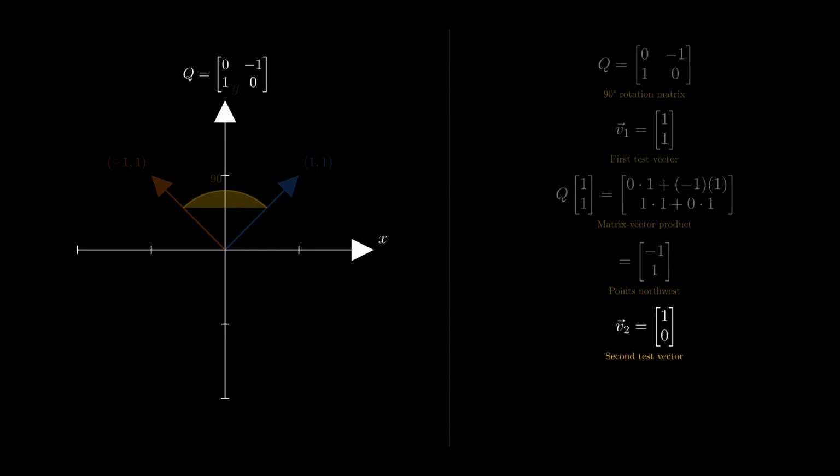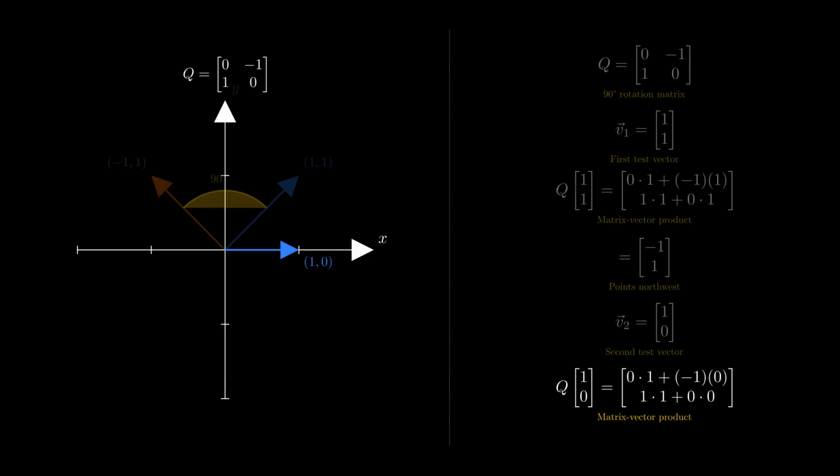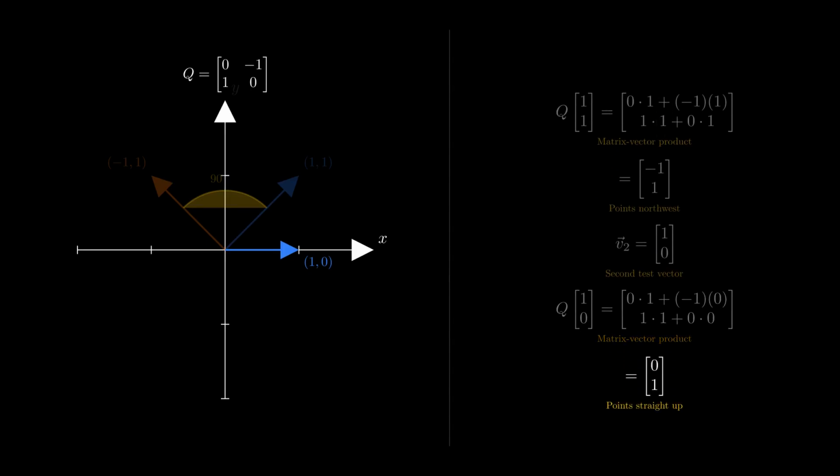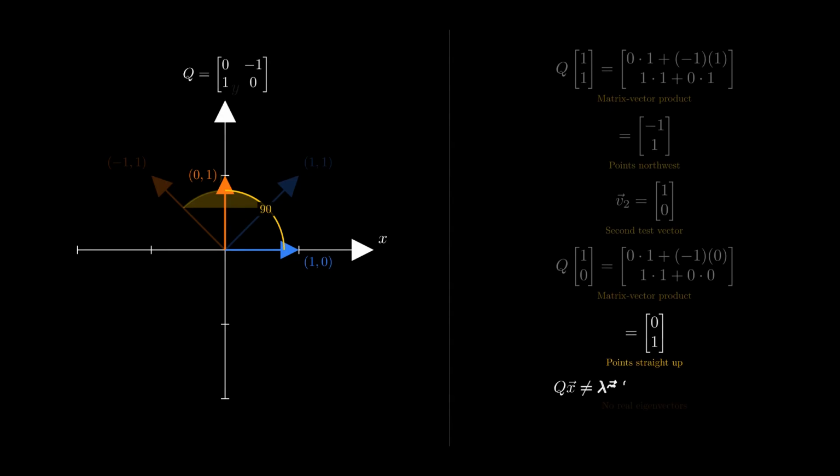Now try 1, 0 pointing to the right. Q times 1, 0 gives 0, 1 pointing straight up. Again, 90 degrees. Every single vector lands perpendicular to where it started. No real vector maps to a scalar multiple of itself. This matrix has no real eigenvectors. Now we compute the eigenvalues.